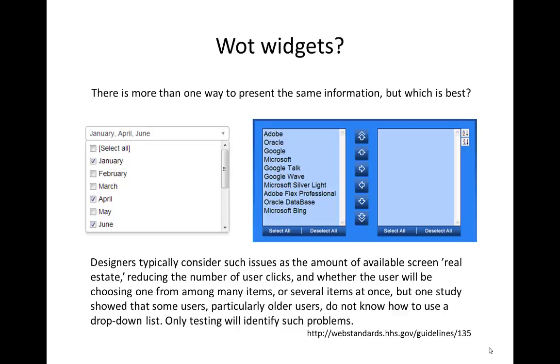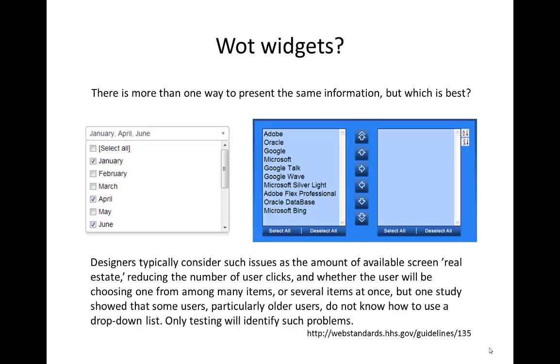Here's a statement from the Web Standards Guidelines from the HHS, which is something to do with health systems. I can't remember exactly what HHS stands for, but they say designers typically consider such issues as the available real estate, as I was saying, this one takes greater real estate than this one on the screen, reducing the number of user clicks, and whether the user will be choosing one from among many items or several items at once.